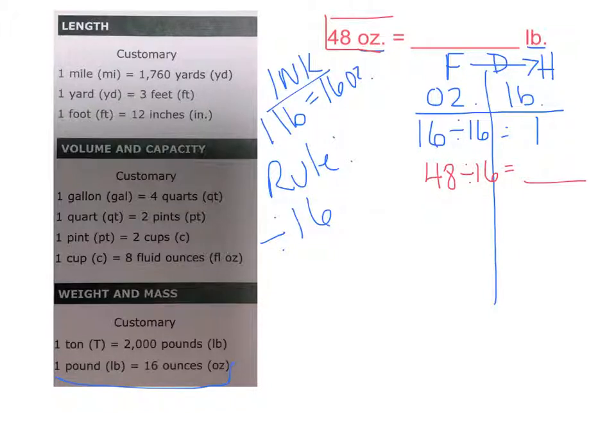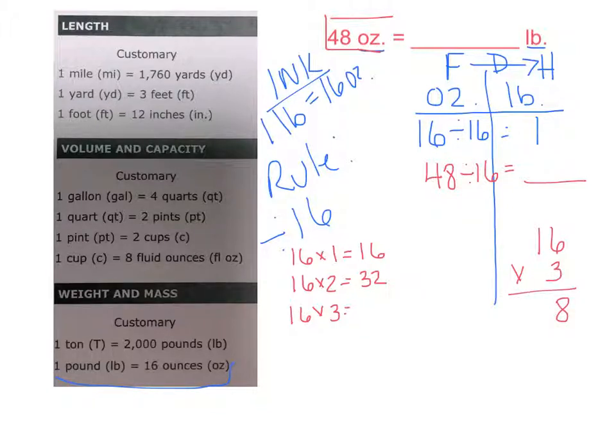Here's our dilemma. We know that in 4th grade, we have yet to divide 2 digits by a 2-digit number. So we're going to do a little guess and check. I'm going to go through my multiplication facts. I know that 16 times 1 is 16. I know that 16 times 2 is 32. I don't know 16 times 3 off the top of my head, so I'm going to come over here and do 16 times 3. 3 times 6 is 18, carry the 1. 3 times 1 is 3, plus 1 is 4. So 16 times 3 is 48.